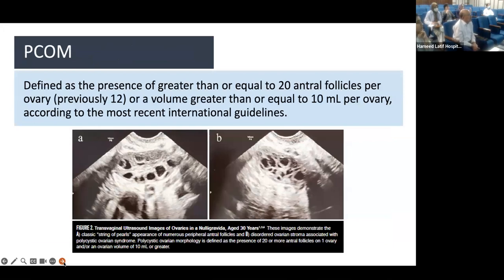The third one is polycystic ovarian morphology, which is seen on ultrasound. And as I said earlier, this has become more obvious on vaginal ultrasound. Previously, you are going to shortly see a slide which I prepared 2 years ago, and in that I had given this figure of 12 antral follicles, but now they define it as more than or equal to 20 antral follicles per ovary. This is what the guidelines now say, and you should go according to the guidelines.